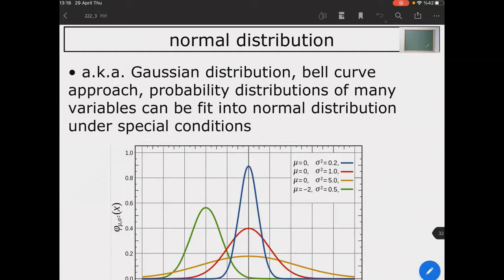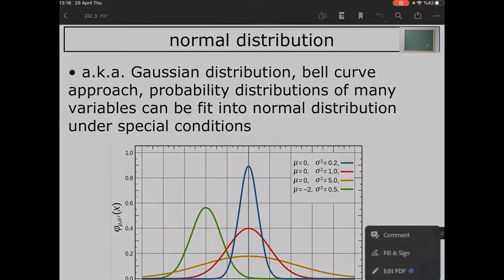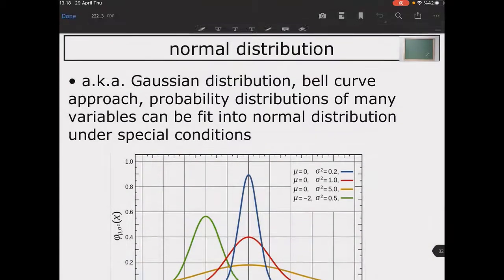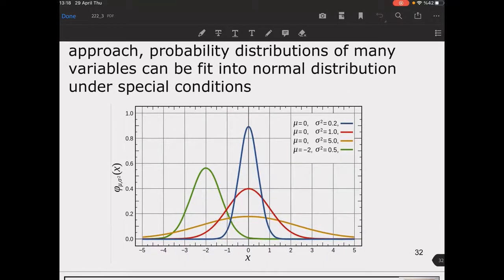Usually your lecture grades fit into this distribution and many other things, because probability distributions of many variables can be fit into this Gaussian or bell curve distribution under special conditions. Again, this distribution has two parameters, and this is its population average.